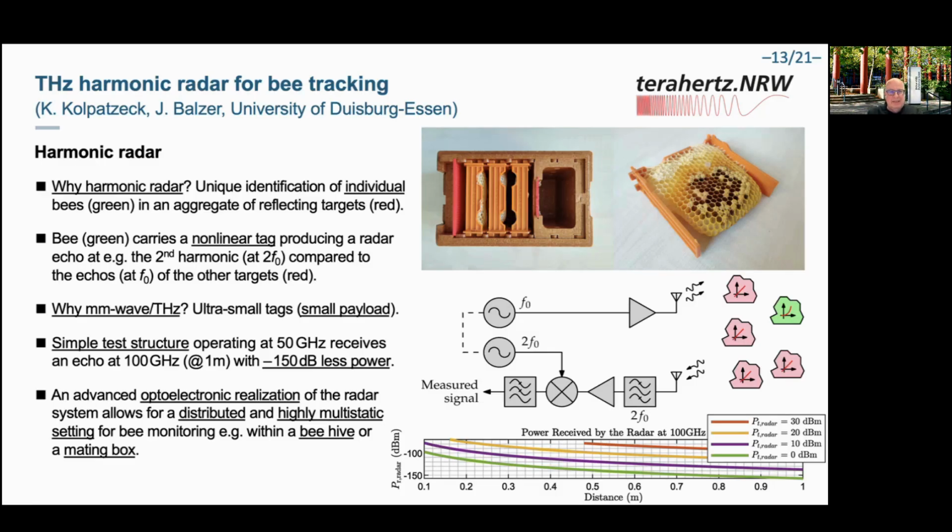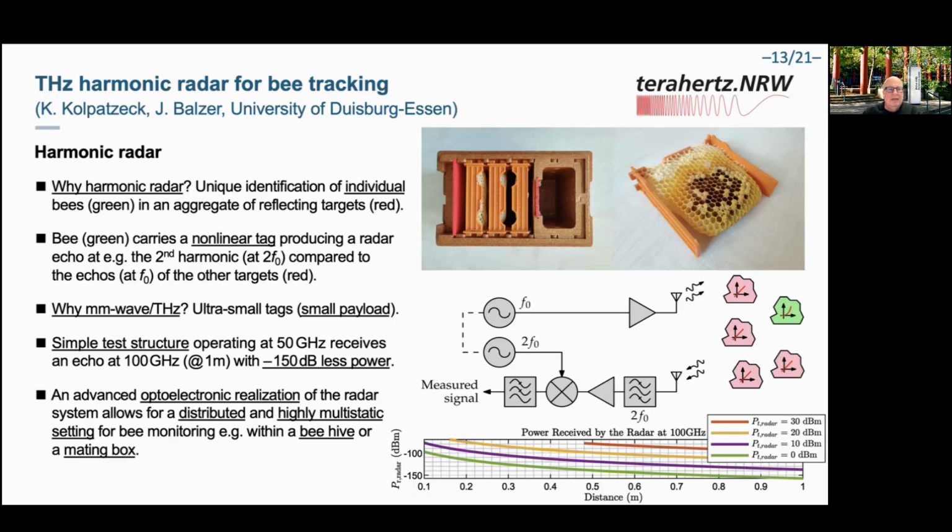Because a simple test structure operating at 50 gigahertz, they already showed you, looking at the echo at 100 gigahertz for a target distance of 1 meter, we have to deal with 150 dB overall insertion loss of the overall system. So that's a pretty bold number that one has to deal with, and that also puts a challenge to the sensitivity or the dynamic range of the overall system.